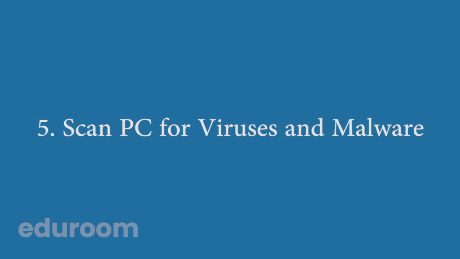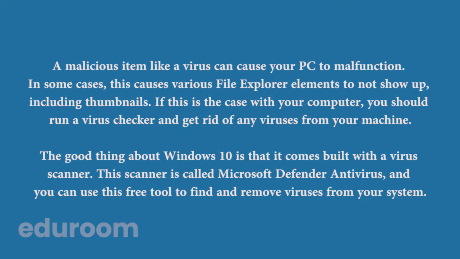5. Scan PC for viruses and malware. A malicious item like a virus can cause your PC to malfunction. In some cases, this causes various File Explorer elements to not show up, including thumbnails. If this is the case with your computer, you should run a virus checker and get rid of any viruses from your machine. The good thing about Windows 10 is that it comes with a built-in virus scanner. This scanner is called Microsoft Defender Antivirus, and you can use this free tool to find and remove viruses from your system.